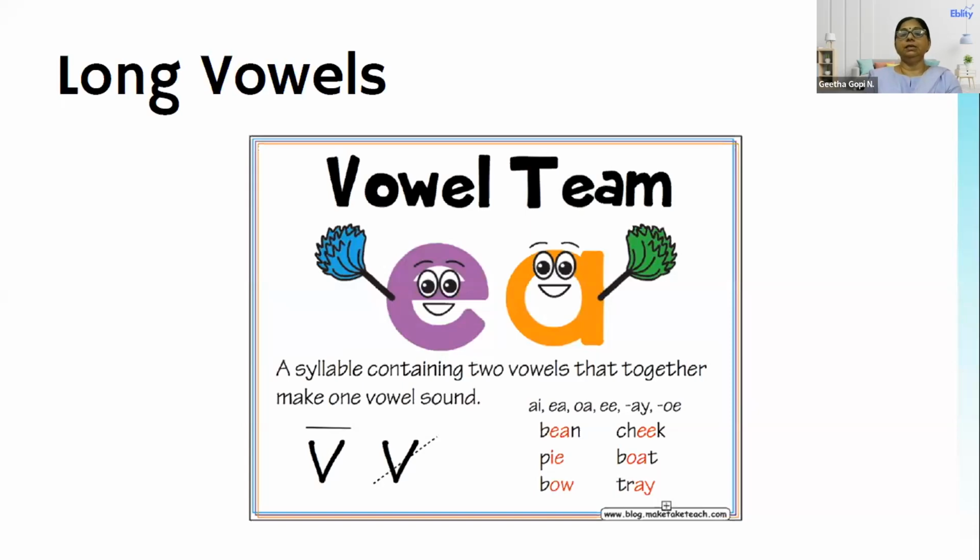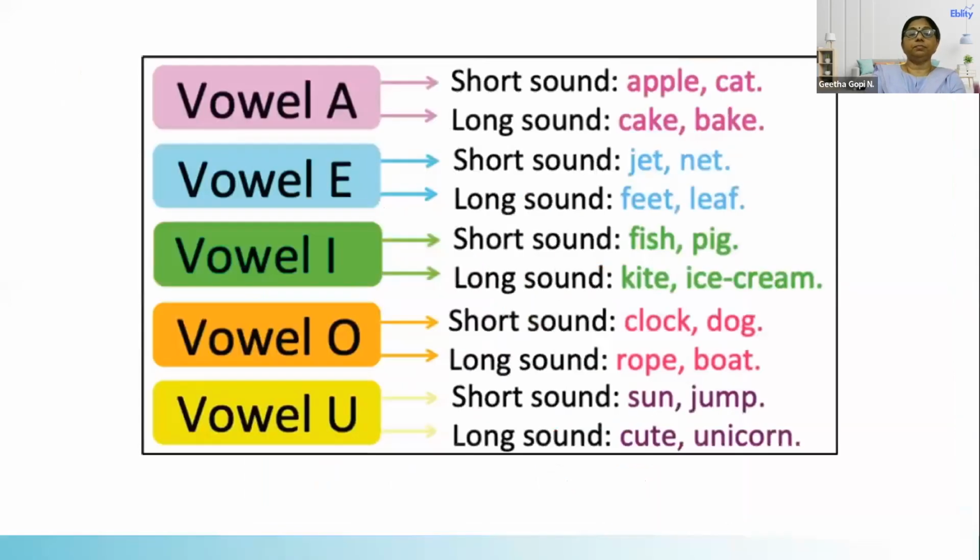You can highlight, color code the vowel combination, and you can put the long vowel symbol on the first vowel and the dotted crossing out on the second vowel to enable them to read the word. So a lot of these words can be read this way. And there are different kinds of vowel teams that come. We will go through different combinations of these, which come as long vowels.